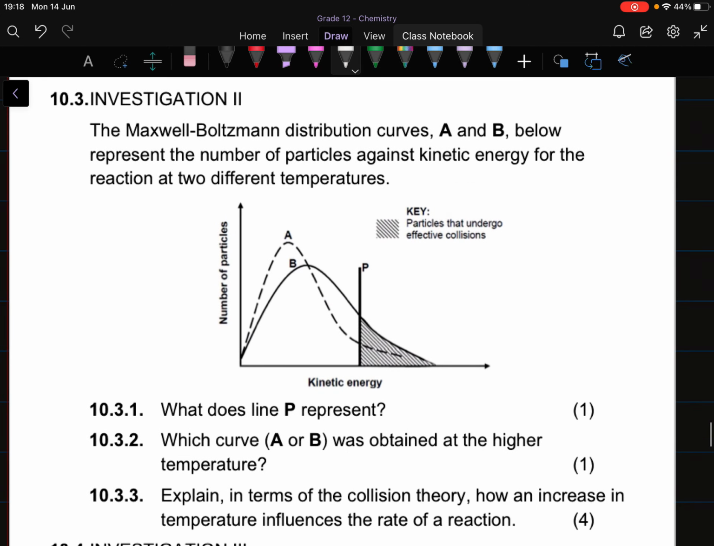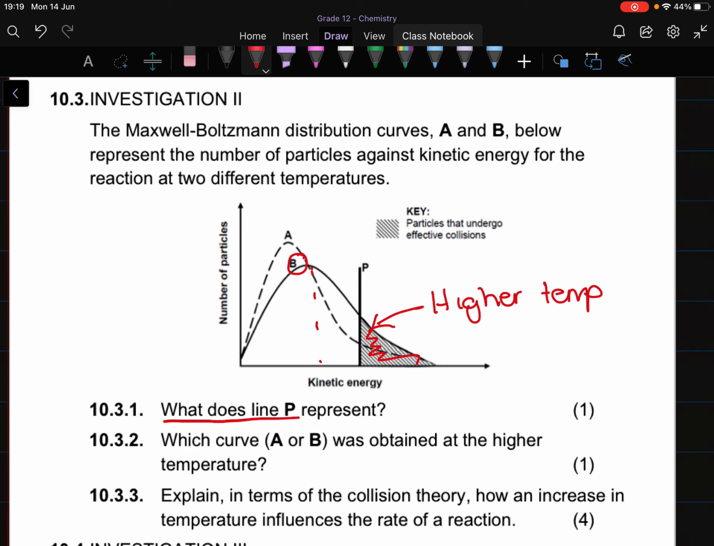Investigation 2. The Maxwell-Boltzmann distribution curves A and B below represent the number of particles against kinetic energy for the reaction at 2 different temperatures. First of all, you need to recognize from this graph this one, because it's flatter and the average kinetic energy is higher. This is the higher temperature. Okay? Then they say this shaded in area represents the particles that can undergo effective collisions. In other words, they have more than sufficient energy. They are above the activation energy.